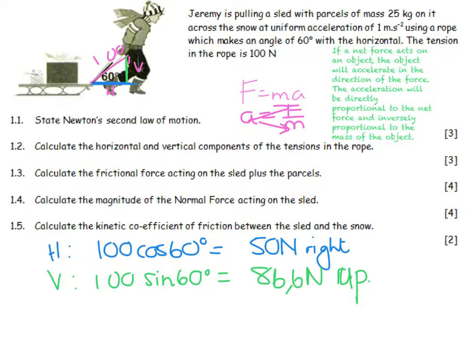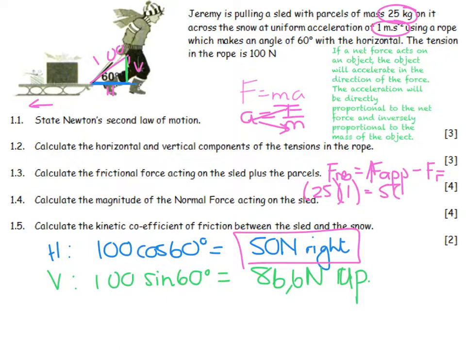Calculate the frictional force acting on the sled and the parcels. Well, friction is acting against the motion. We do know that the force resultant in the forward direction is equal to the big force, which is applied, minus the frictional force. So the resultant force is going to be 25 mass times the acceleration of the system is equal to the applied force to the right, 50, minus the frictional force. So I can work out the frictional force, which by some coincidence turns out to be 25 newtons, but not because the resultant force was 25 newtons, it's just a coincidence.